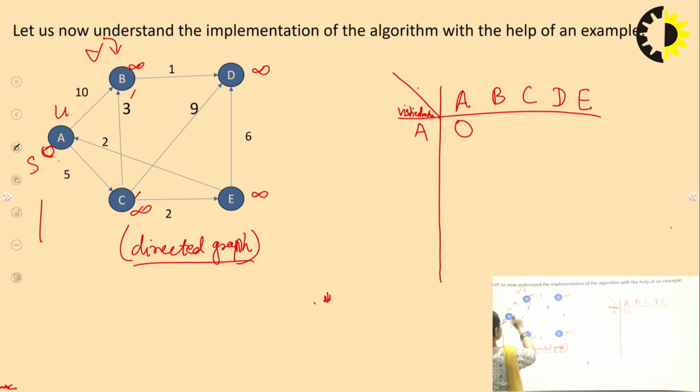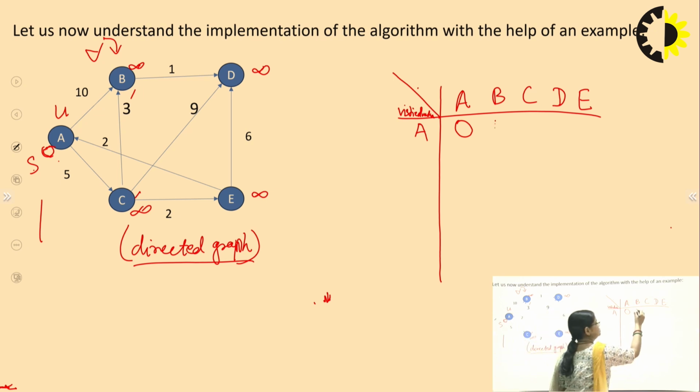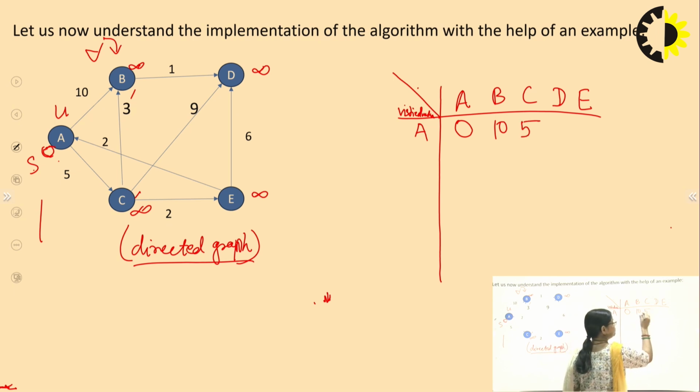If A is visited to B, what is the distance from A to B? We will write it here: 10, right? If you see in the diagram, the weight distance from A to C is 5. So, I am going to write the 5 here, right?